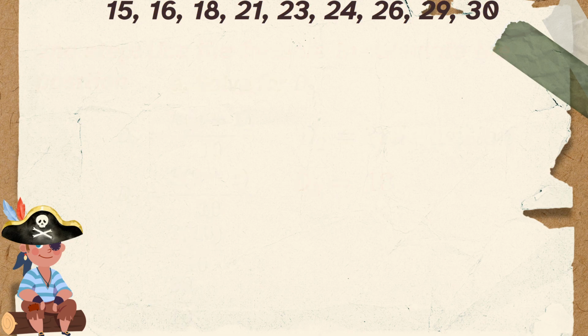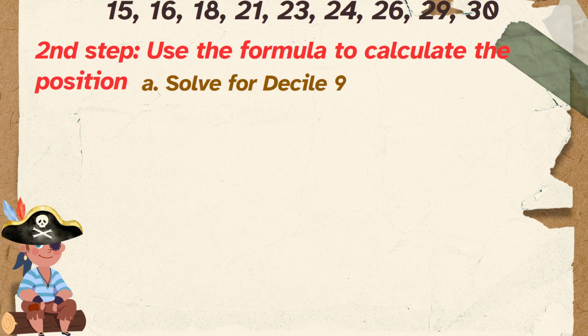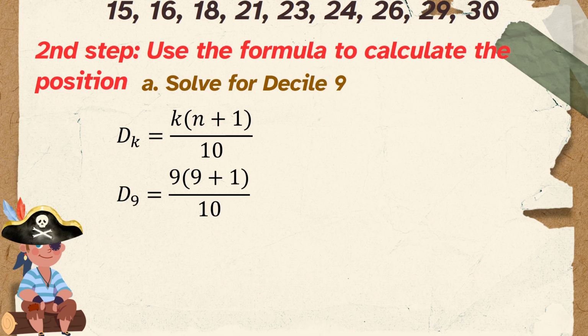Now, let us solve for decile 9. So our k now is equal to 9 and n is equal to 9 also. So let us substitute to our formula. D sub k is equal to k multiply the quantity of n plus 1 over 10. Our k will become 9 and our n will become 9 also.